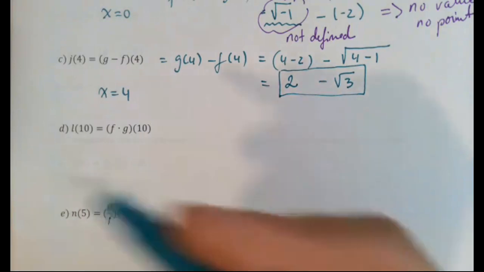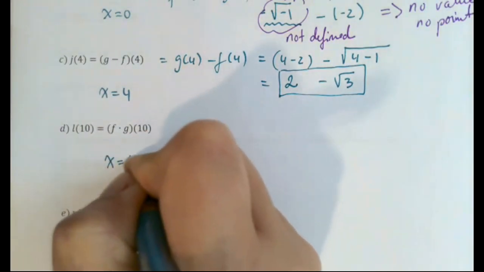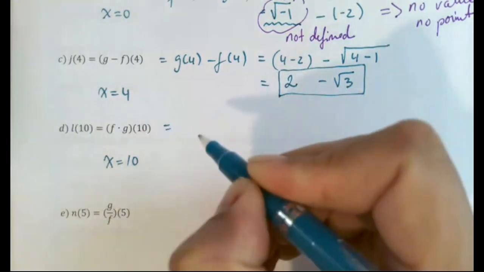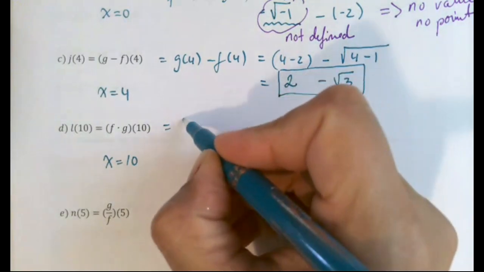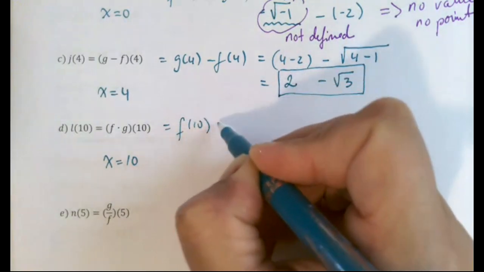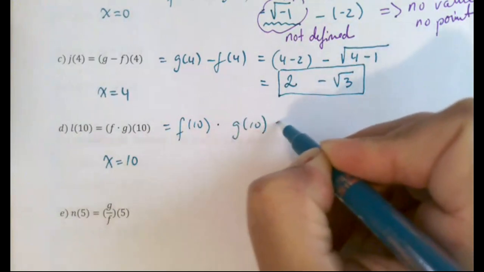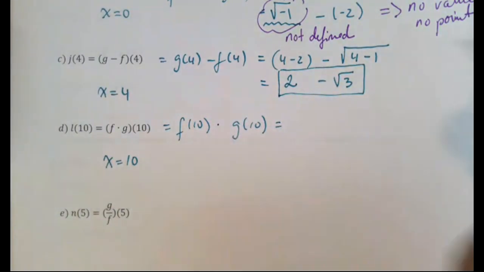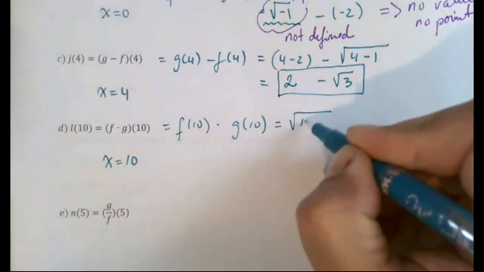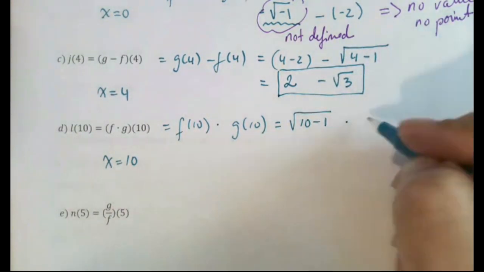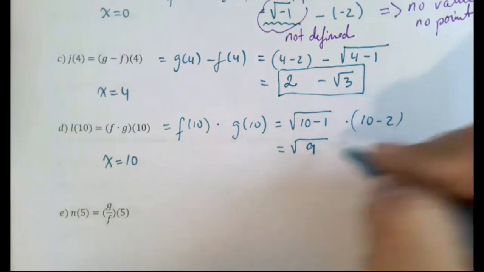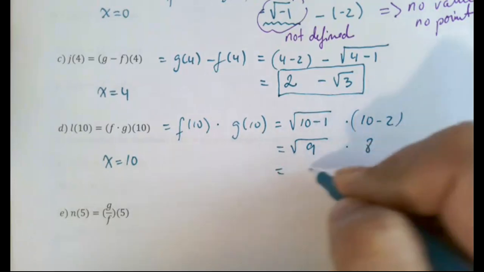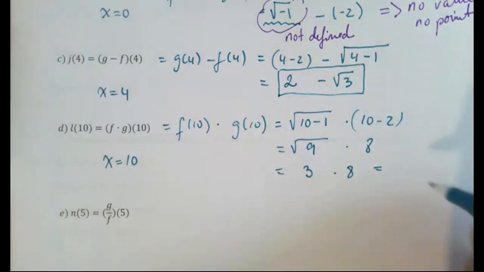The function L at 10. I hope you're getting the pattern of these ones. You're always going to get a question like this in the test with values and equations. So f at 10 times g at 10. F at 10 is square root of 10 minus 1, times g at 10, which is 10 minus 2. Square root of 9 times 8. That's 3 times 8, which is 24.